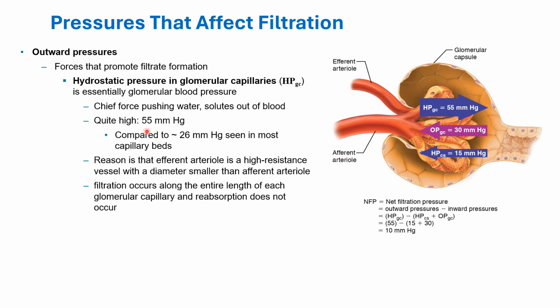It is around 55 millimeters of Hg. This capillary bed is a high pressure bed. Why? Because it is being drained by the efferent arteriole. The efferent arteriole is a high resistance vessel with a diameter smaller than the afferent arteriole, so it makes it more high resistance. That's why the pressure in this capillary bed is high, and filtration occurs throughout the length of the capillaries.